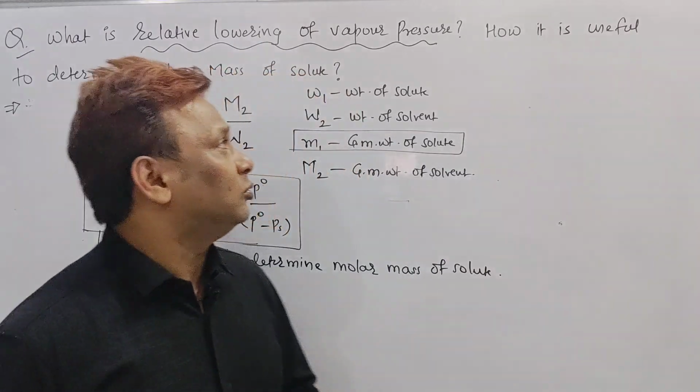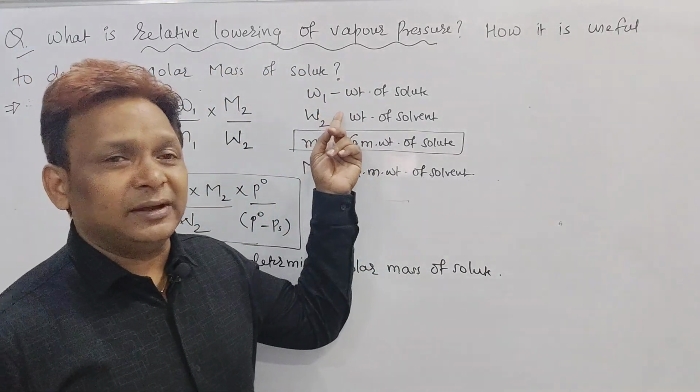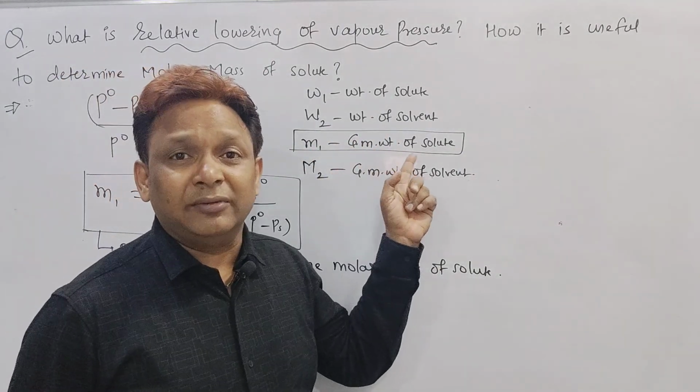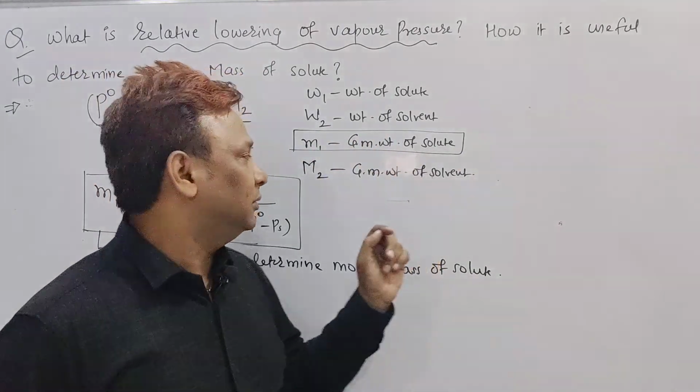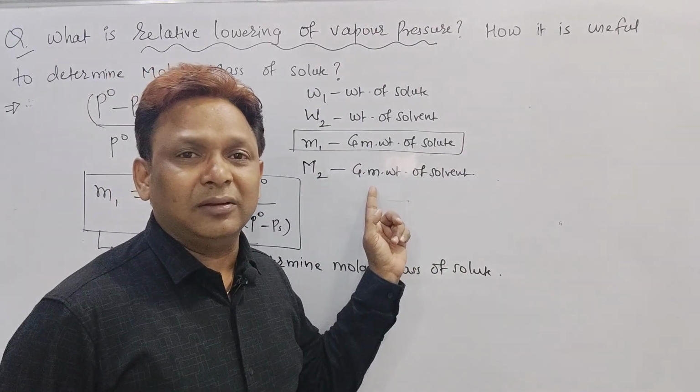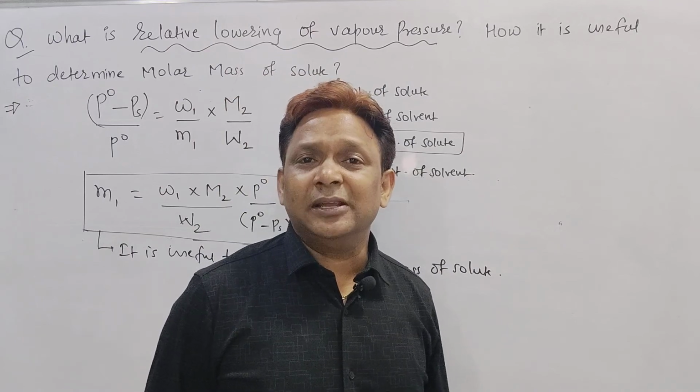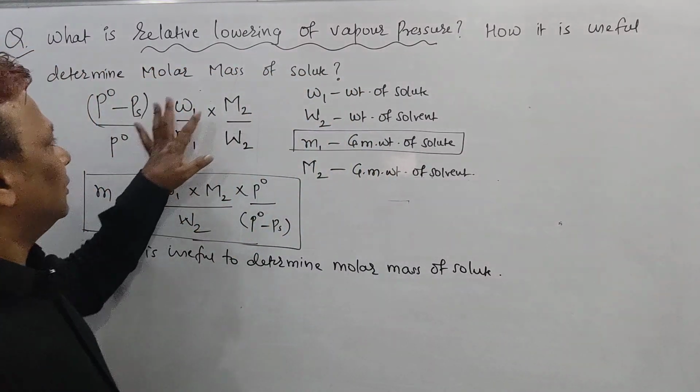What are these symbols? W1 is the weight of the solute. W2 is the weight of the solvent. M1 is the gram molecular weight, or molar mass, of the solute. And M2 is the gram molecular weight, or molar mass, of the solvent. So P naught minus PS by P naught is equal to all this.